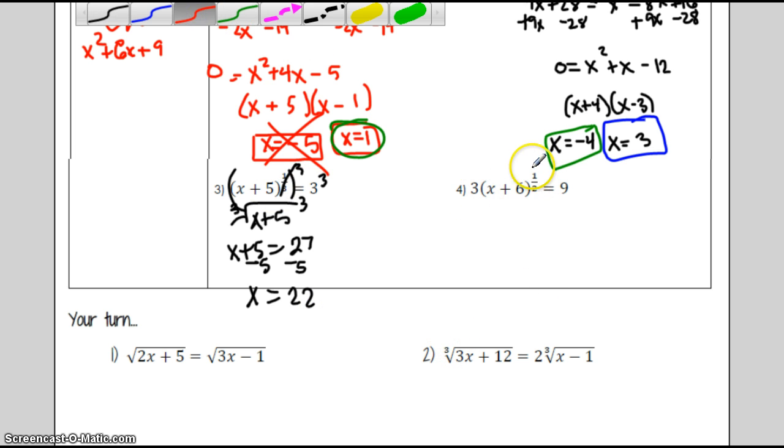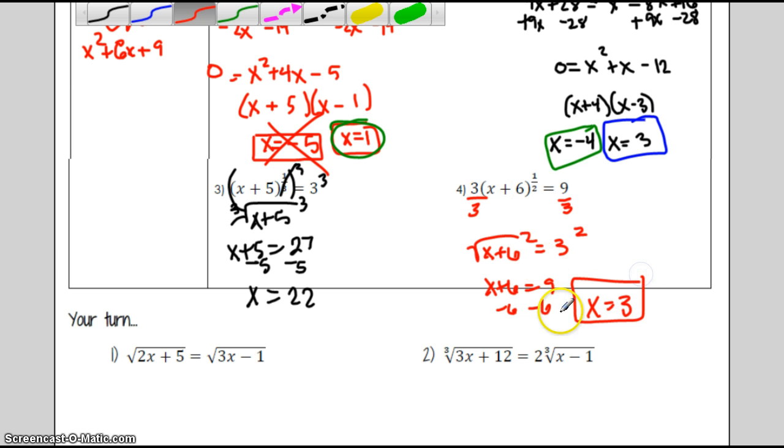Now before you can start doing that, make sure there's nothing else with that. So like this 3 out here, remember we want to isolate, and this is the square root, so we undo by squaring both sides. So if you want to just put the 1/2 as the square root, and if that helps, then go ahead and do that. So that equals 9, and then we subtract 6, because 3 squared is 9. Subtracting 6, x equals 3. Check your answer once you've got it.